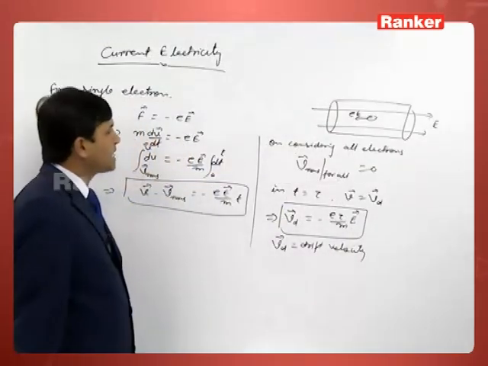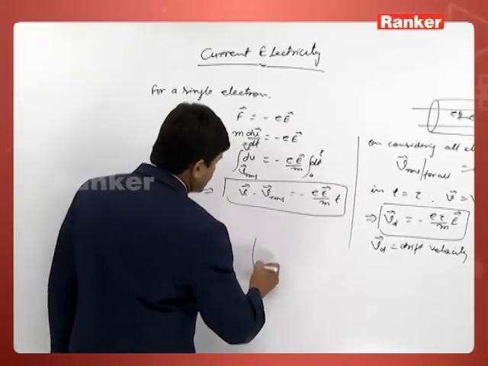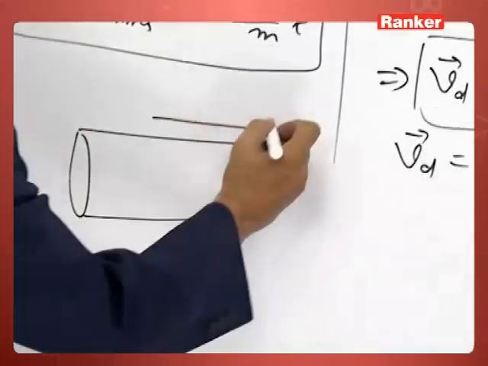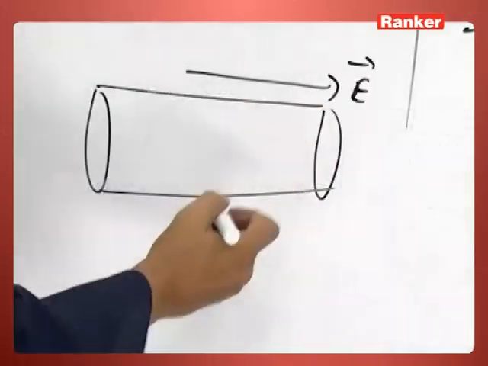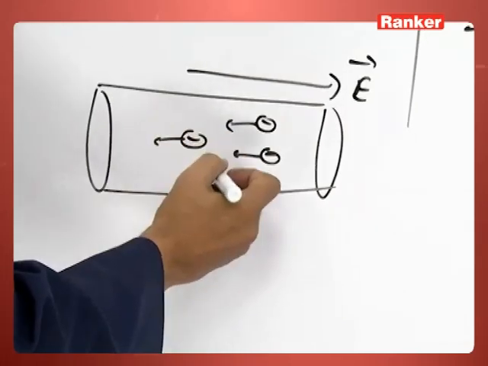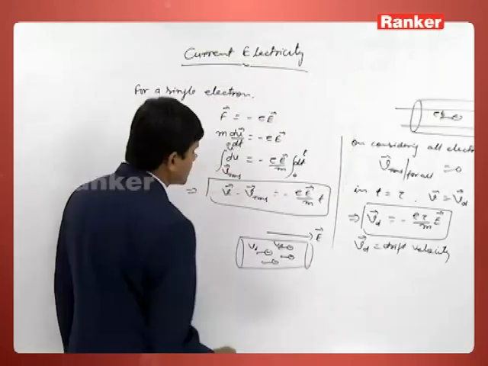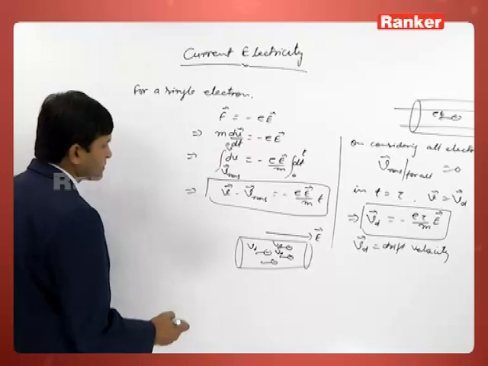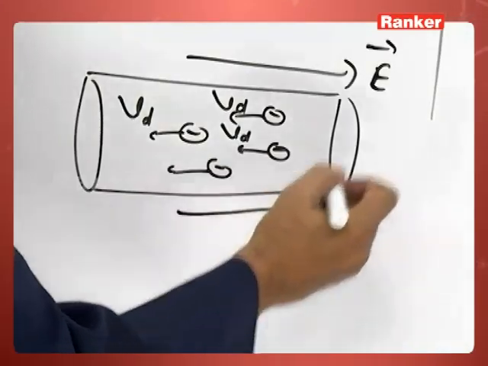So the meaning is that in the conductor, when we apply an external electric field E in this direction, all electrons have a constant average velocity Vd in the same direction, like this. So if electrons are moving in that side, the current direction is this.